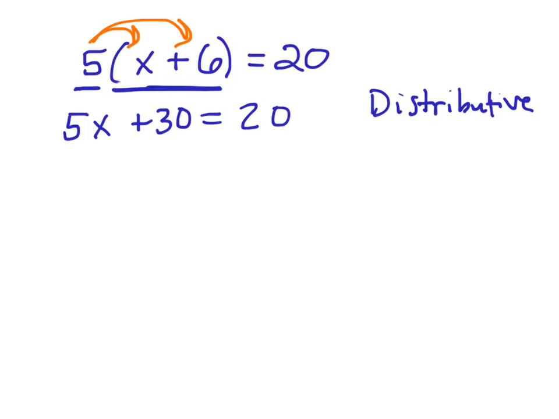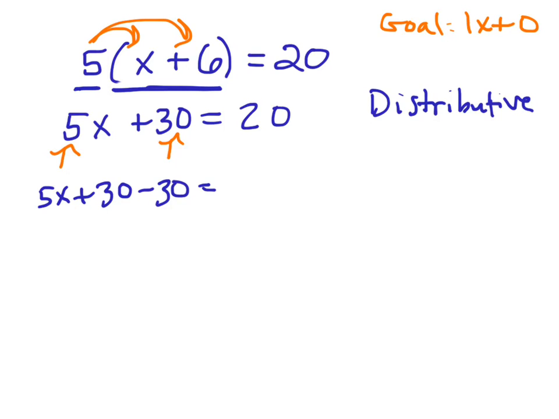Alright, and then with my goal in mind, what I'd like to do is get rid of this 30, make that a 0, and make this 5 into a 1. Alright, so to start, if I subtract 30 from both sides, that will give me a 0 over here. And we need a property to justify that.